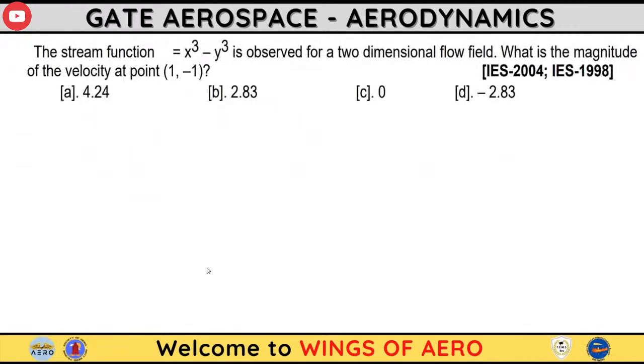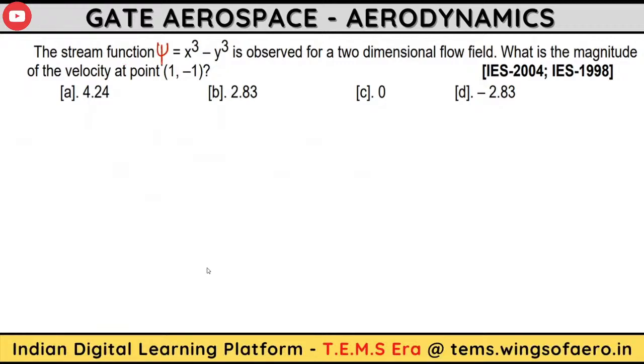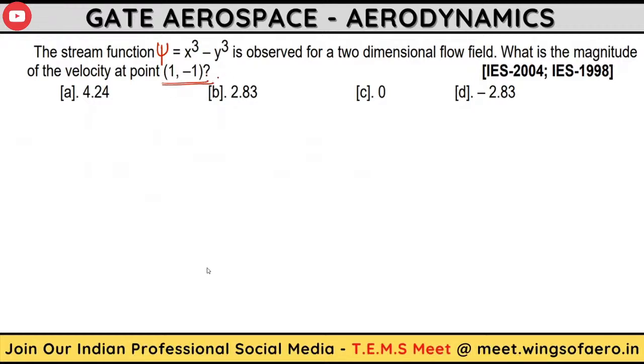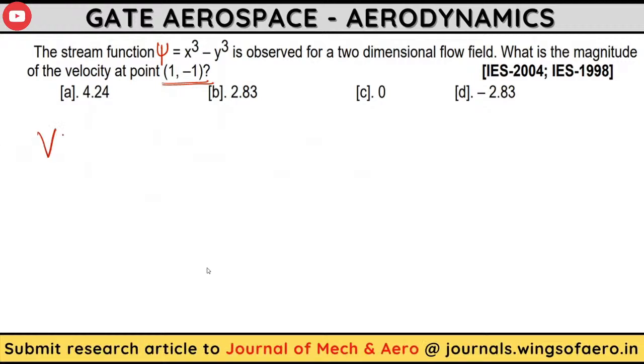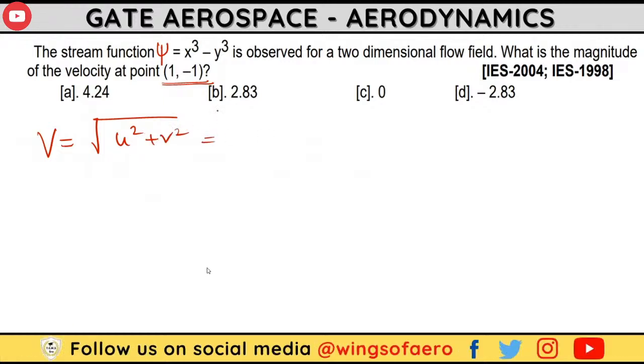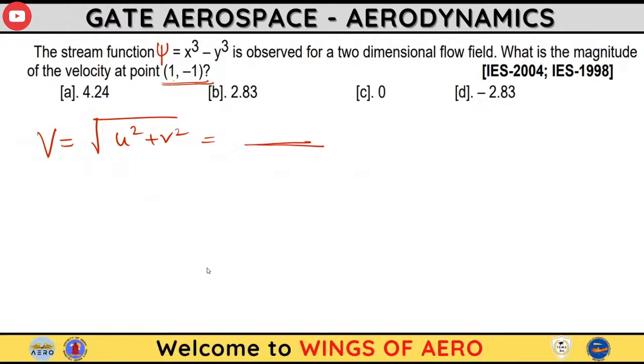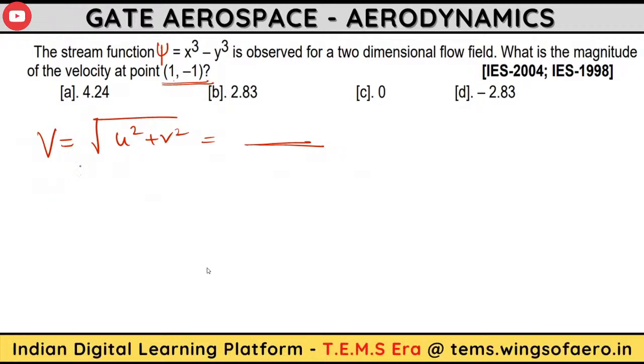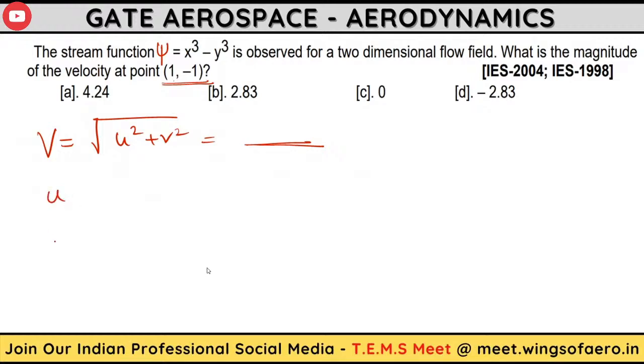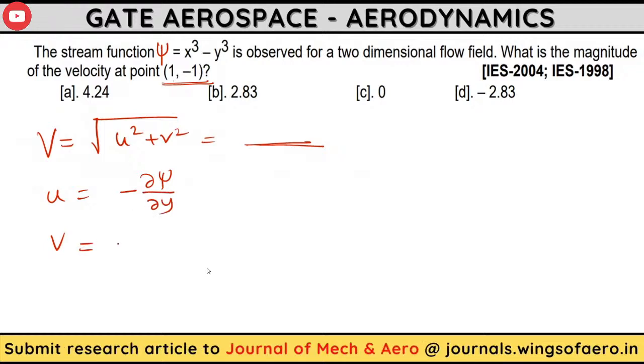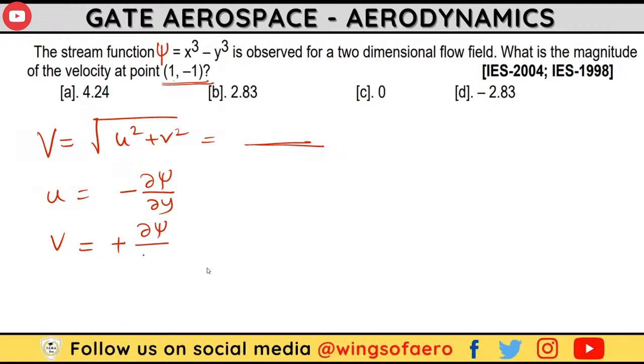Okay, here comes another type of question. Here the stream function is given and they ask the magnitude. Almost the same kind. So again you have to find the capital V, which is the square root of u² plus v². After substituting all the points, you will get the answer. Now find out and tell me the right answer. Do not look back at the formula for u and v: u is minus ∂ψ/∂y, and v is plus ∂ψ/∂x.